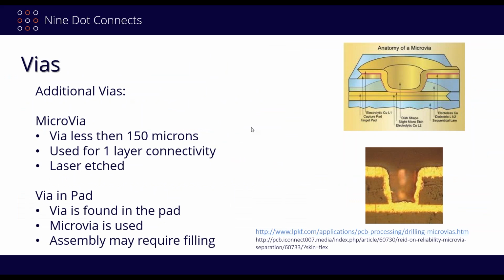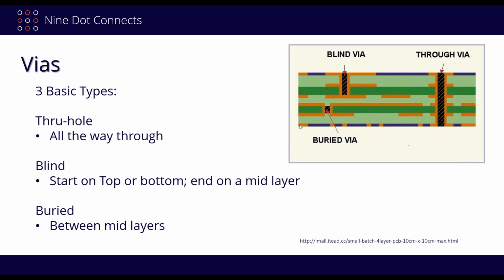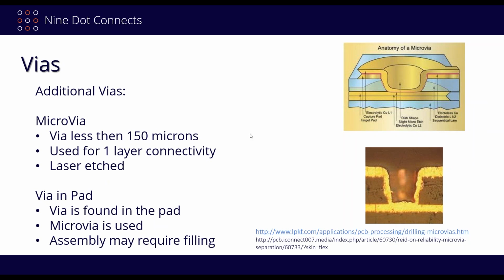There are additional vias out there. There's one that's now called the micro via. It's been out for a while, but it's becoming more cost effective. It's a via that's less than 150 microns. It's done by laser, and it's used for one-layer connectivity. But the slick part about this is that if you want to stack these one on top of each other, you can actually do it. I've seen a couple of pictures of it. But again, just be careful of the cost. The older methods of blind, buried, and through-hole vias are the most cost-effective.